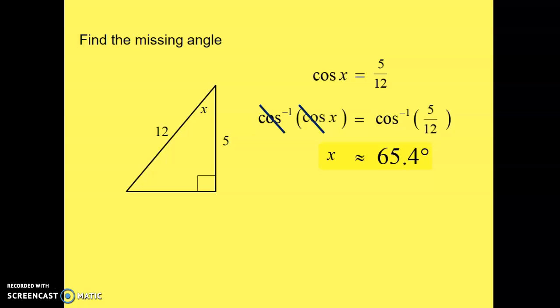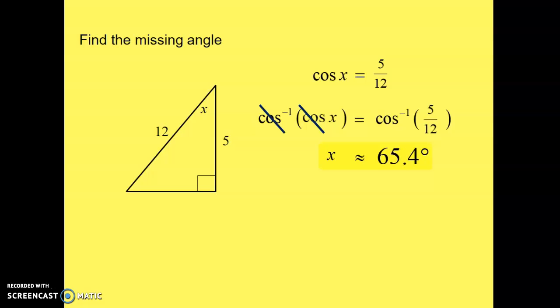Again, I don't need to see that work that's in the middle line there. I need to see the setup of cosine of x equals 5 over 12 and then find the answer. It's really just a calculator problem after that, so treat it as such. All right, so the last thing for today is we can also do word problems with this.